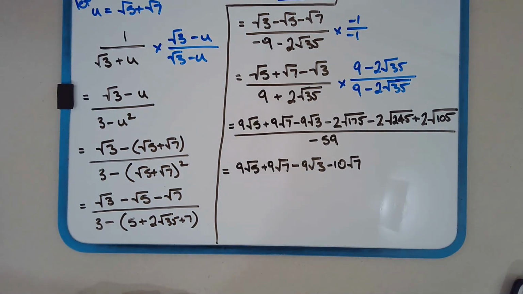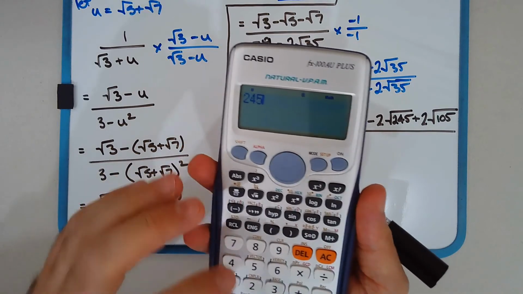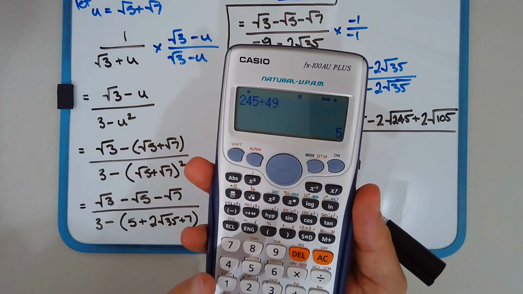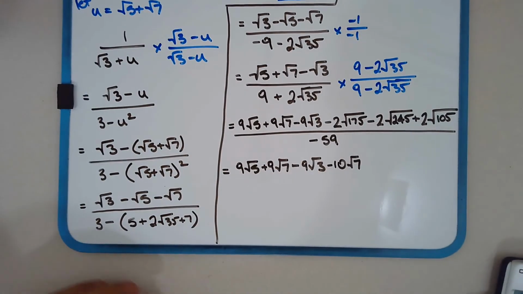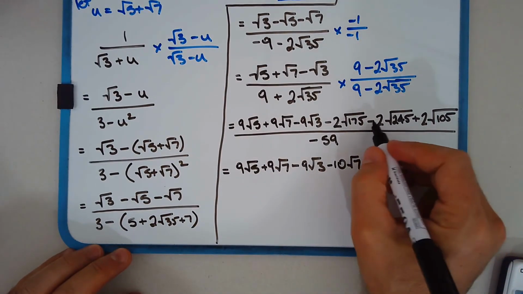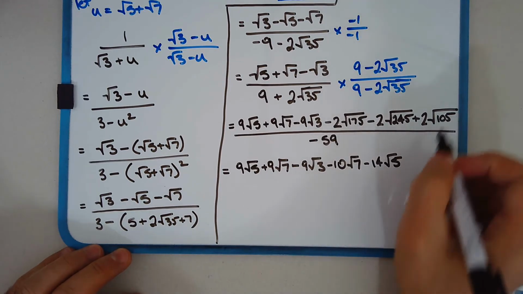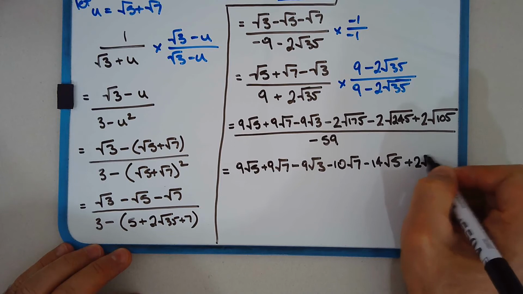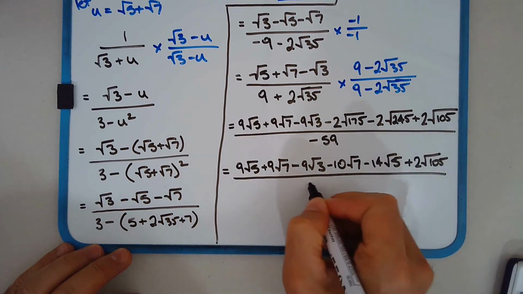Okay. 245, maybe divide by 49. So yeah, that's 7 root 5, isn't it? So take the 7 out. It's going to be minus 14 root 5, and 105 we can't do much with. All over negative 59.